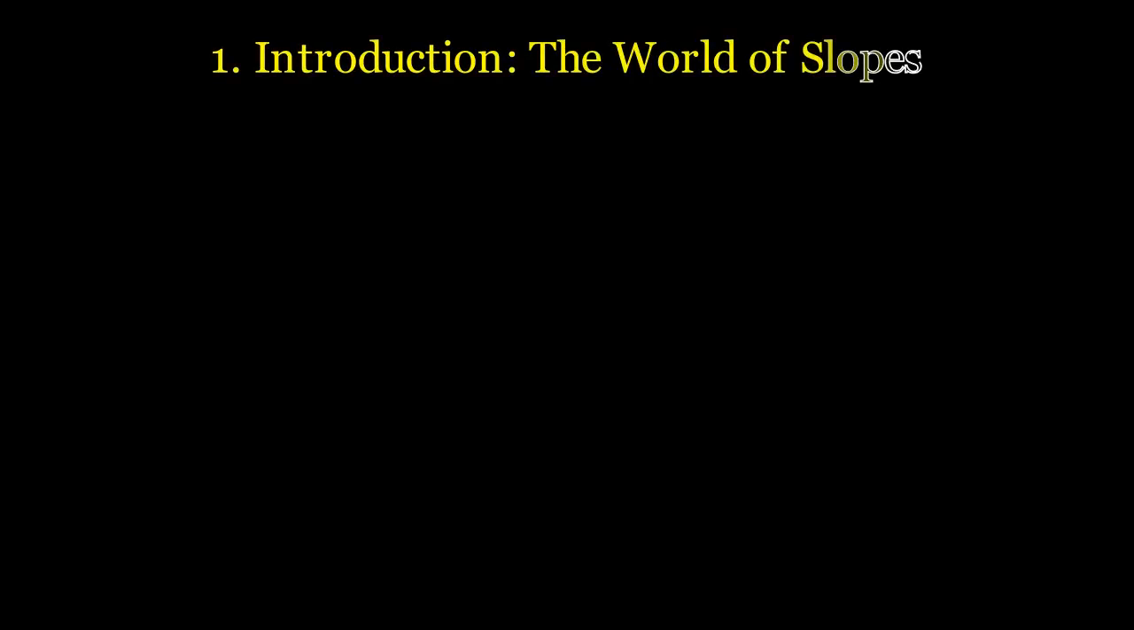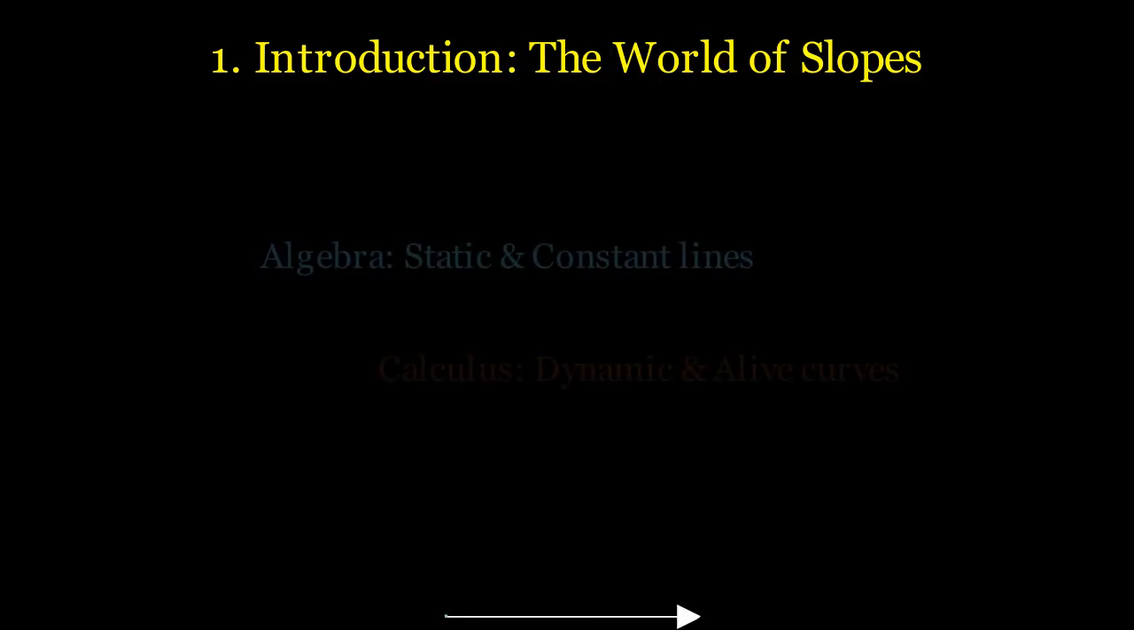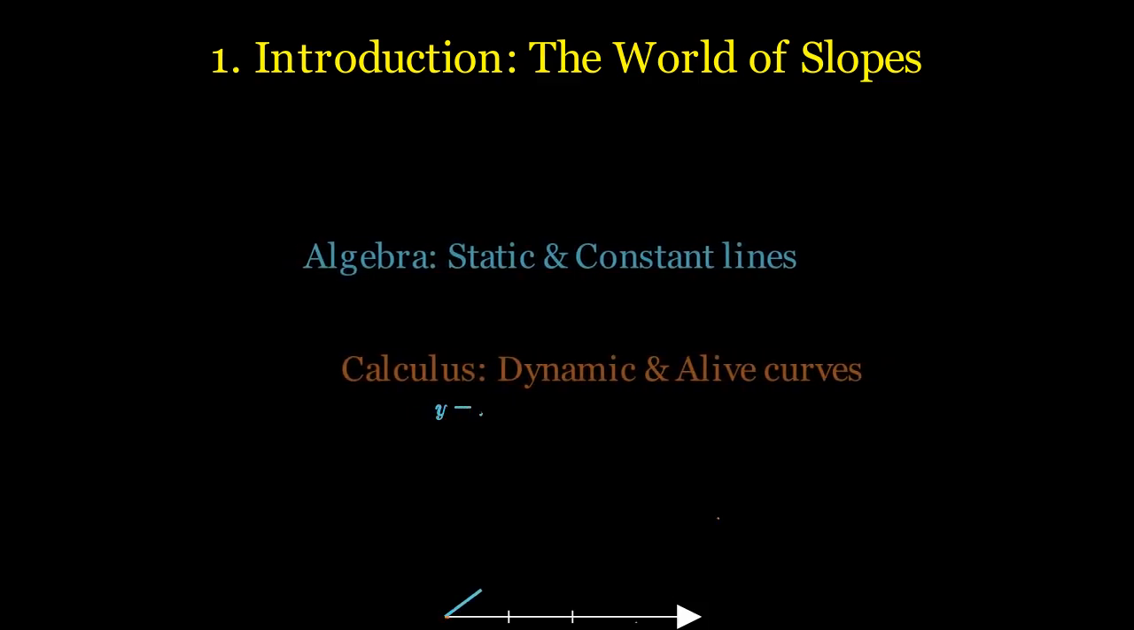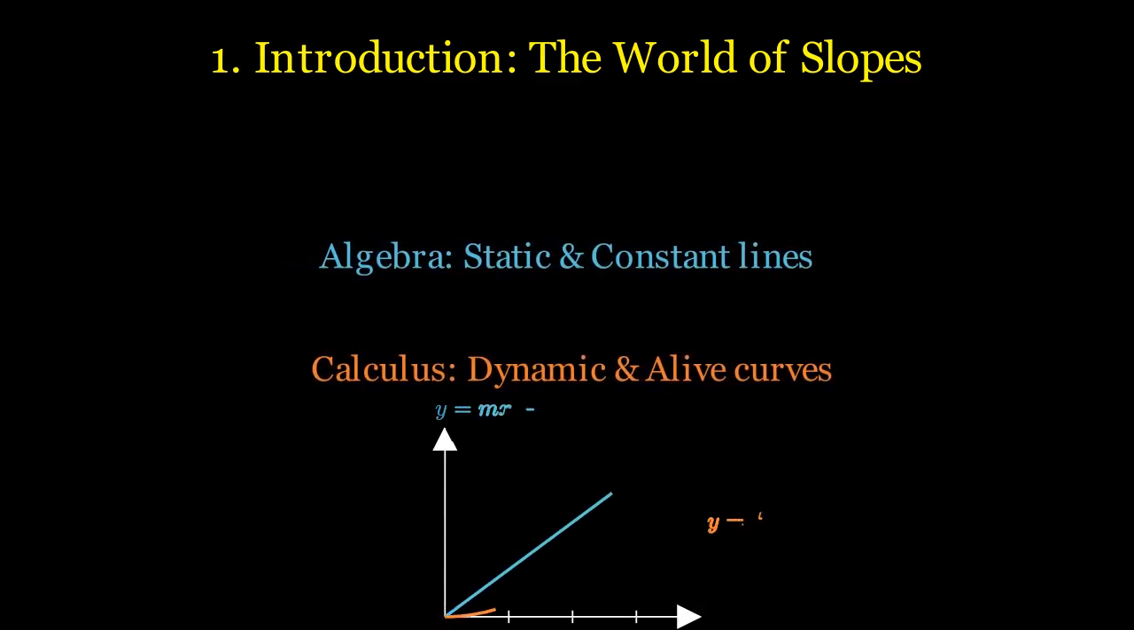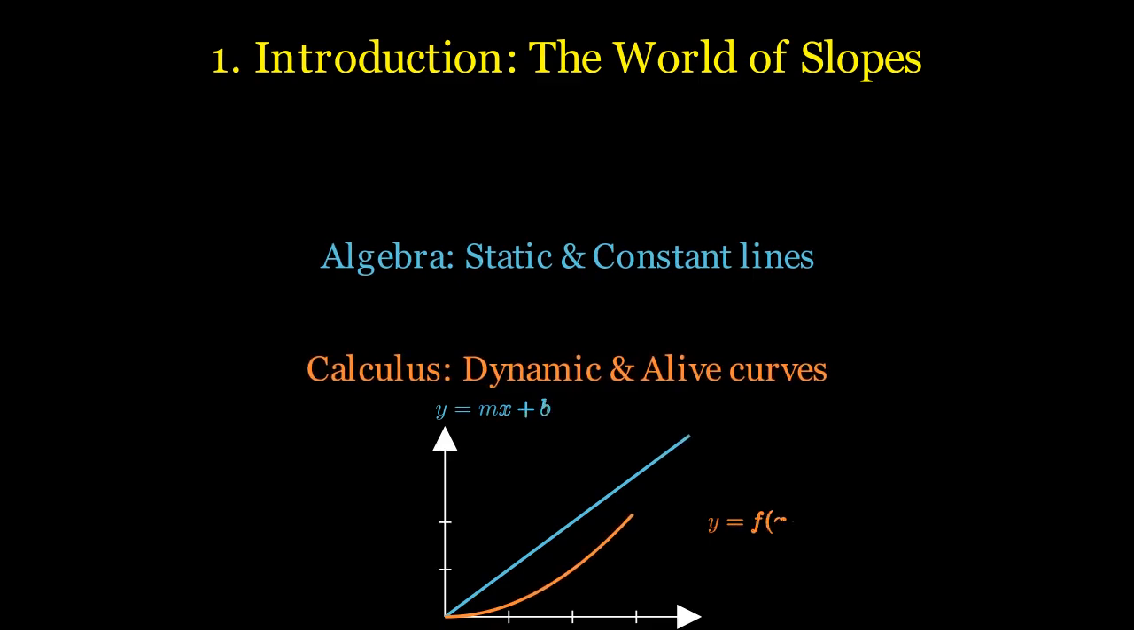Welcome to the fascinating world of rates of change. Today, we are embarking on a comprehensive journey into a guide to derivatives, the slope of a curve. We will explore the profound transition from algebra to calculus. In traditional algebra, the world is rigid, linear, and unchanging. Slopes belong exclusively to straight lines, and they are constant, no matter where you look.